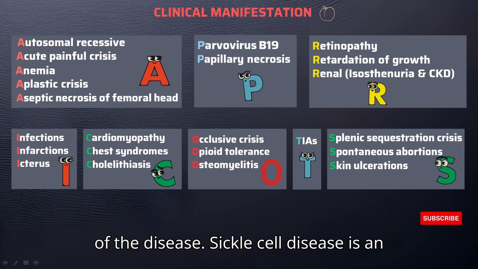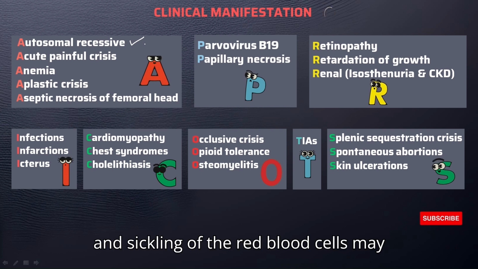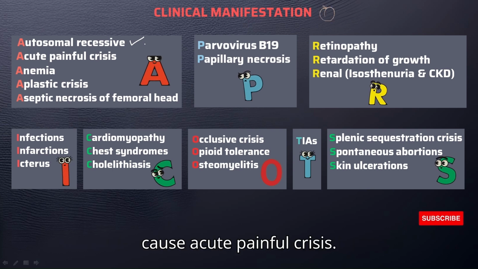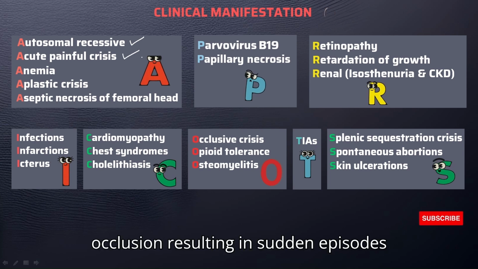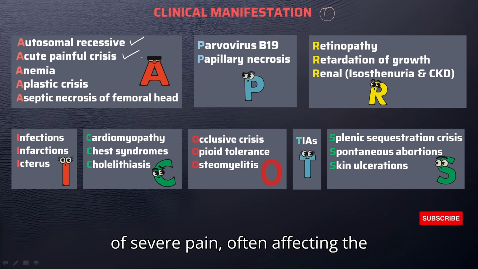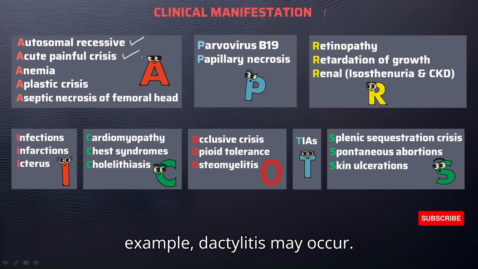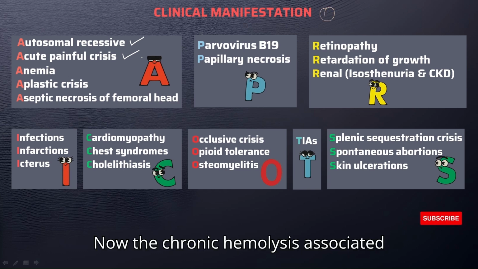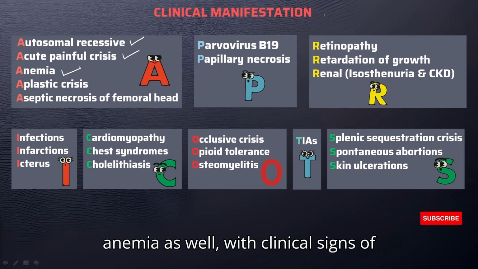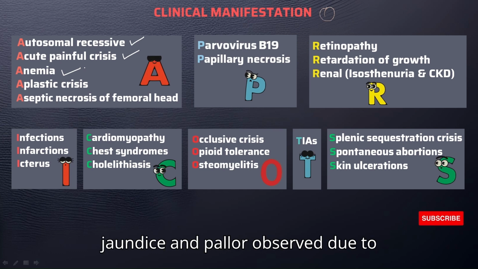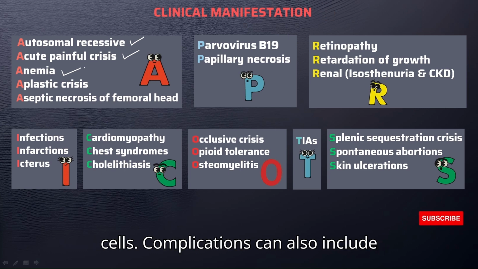Sickle cell disease is an autosomal recessive genetic disorder, and sickling of the red blood cells may cause acute painful crisis, okay, which is due to vascular occlusion, resulting in sudden episodes of severe pain, often affecting the chest, abdomen, and the joints. For example, dactylitis may occur. Now, the chronic hemolysis associated with the disease leads to anemia as well, with clinical signs of jaundice and pallor observed due to increased breakdown of the red blood cells.